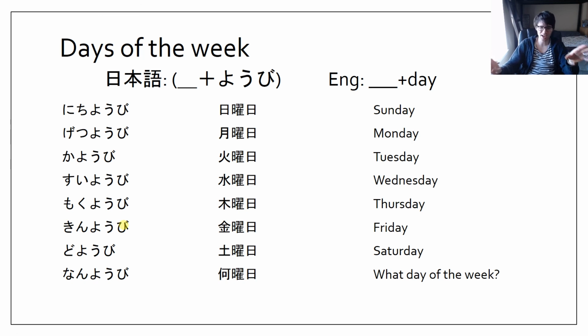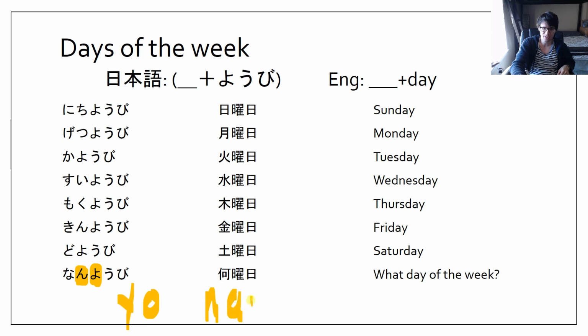Now be careful when saying 何曜日, because there is an い here. You see the い here? But that and the y sound that you get in yo, when you're speaking in a sentence, those two sounds kind of get combined together, so it kind of sounds like the Japanese people are saying naiyobi. Naiyobi. Let's go ahead and practice a little bit of this.